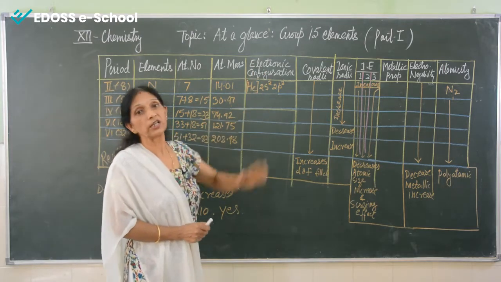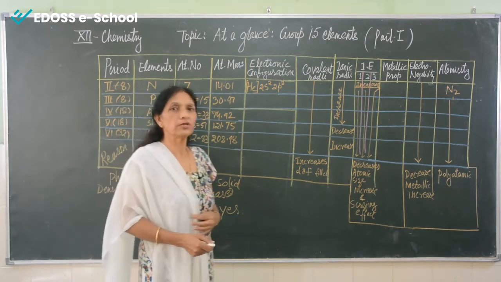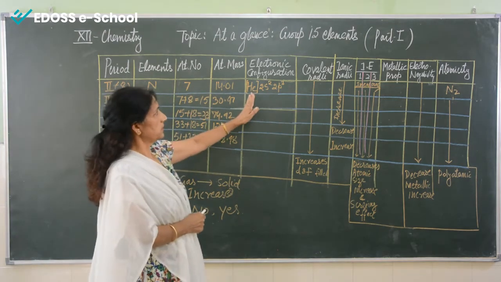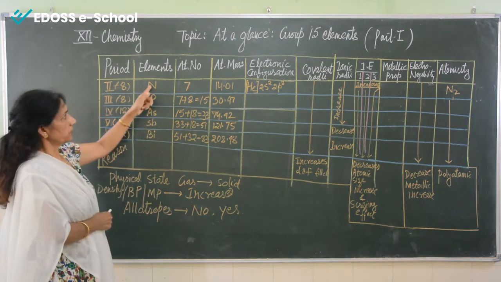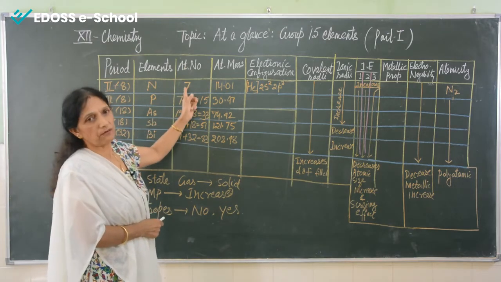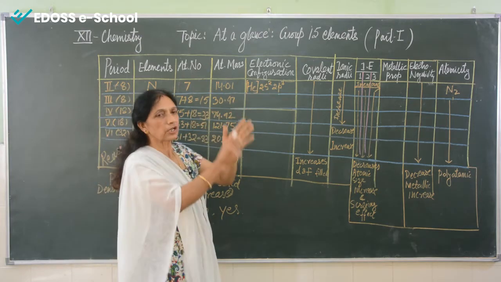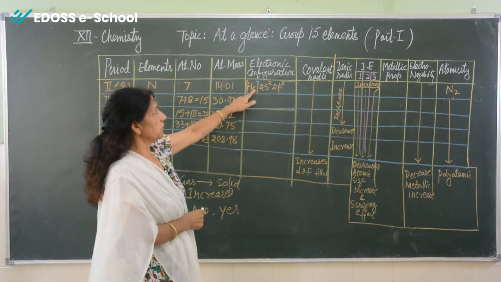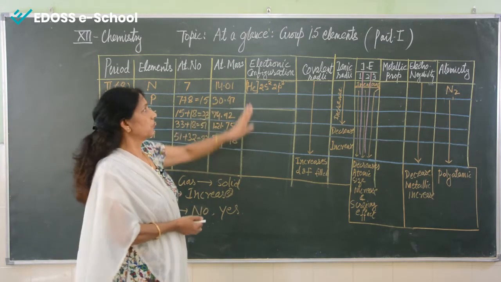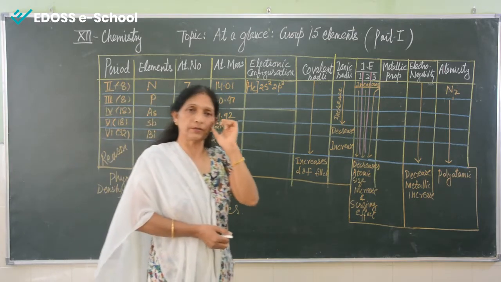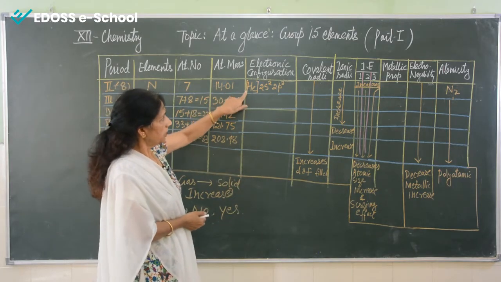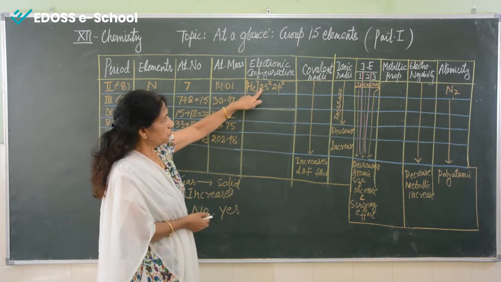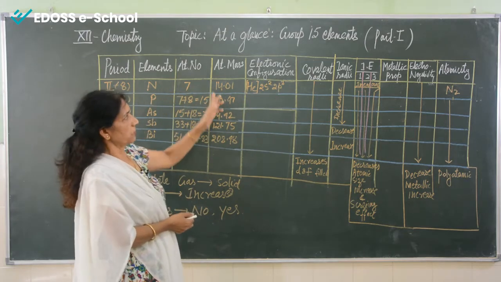Now coming to electronic configuration. Electronic configuration means how the electrons are distributed in the atoms. This is of nitrogen, with atomic number 7. This is a consolidated form. Instead of writing 1s2, we can write helium, because 1s2 is the electronic configuration of helium, which is a noble gas. So helium means 1s2, and then 2s2, 2p3, for a total of 7 electrons.